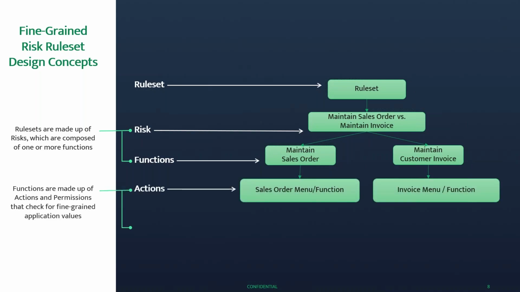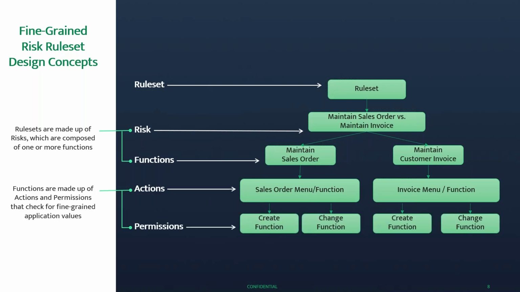And then functions are made up of actions and permissions that get us down to the fine-grained level within the specific application. So actions, for example, would be a sales order menu or function and an invoice menu or function. And our permissions would be the actual create or change capabilities within those. So that's how we build a rule set down to a fine-grained level.